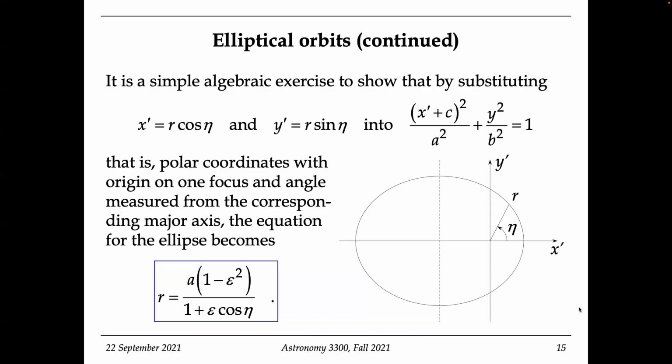Now, is this garbage? Let's see. This should reduce to a circle if the eccentricity is 0. Does it? 1 minus 0 is 1. So A times 1 is good. 1 plus 0 is 1. So R stays A. Okay. So whatever hibbity jib I did in order to produce this, you can trust it.